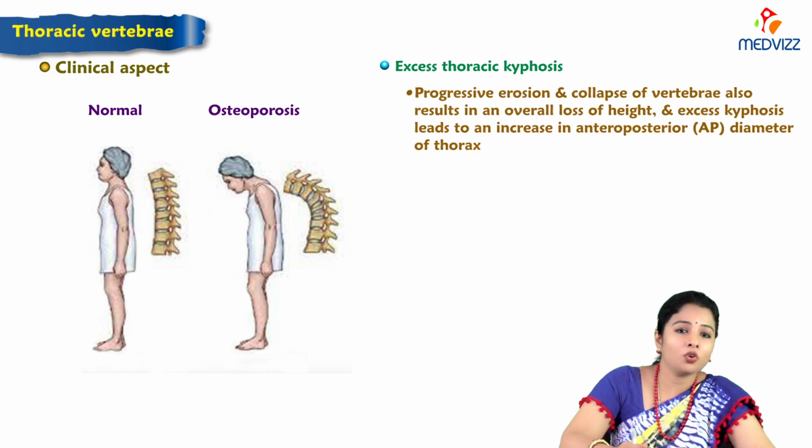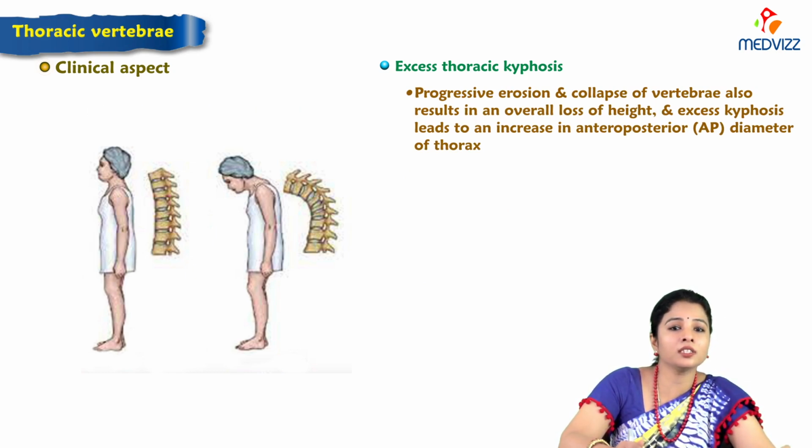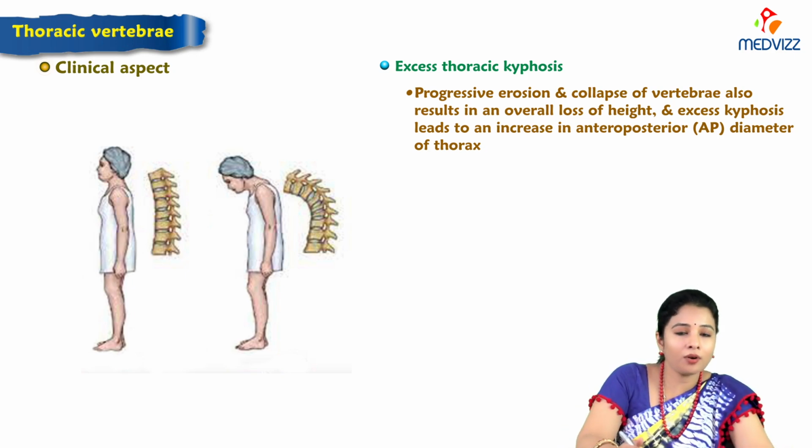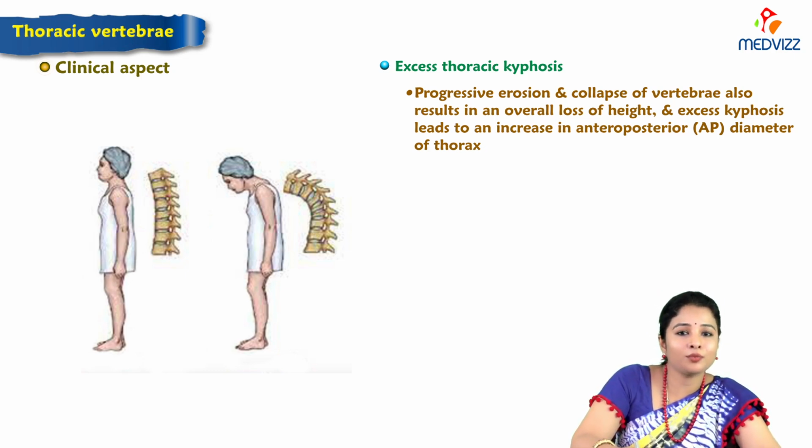Progressive erosion and collapse of vertebrae also results in an overall loss of height, and excess kyphosis leads to an increase in the anterior-posterior diameter of the thorax. So this is about the kyphosis of thoracic vertebrae. So this completes the osteology of the thoracic vertebra. Thank you.